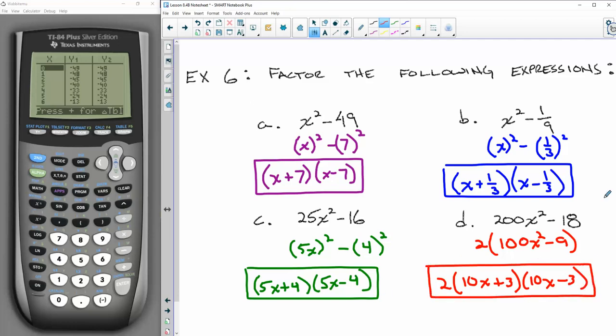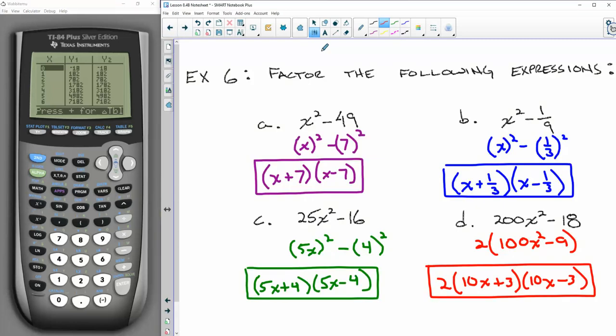So I had to factor out a GCF, greatest common factor, first. Let's see if I did it right. 200x squared minus 18. I'm going to rewrite that as 2 parentheses 10x plus 3 times 10x minus 3. Look at the tables. They are the same, so I factored this completely and correctly. Are we done? I'm done.